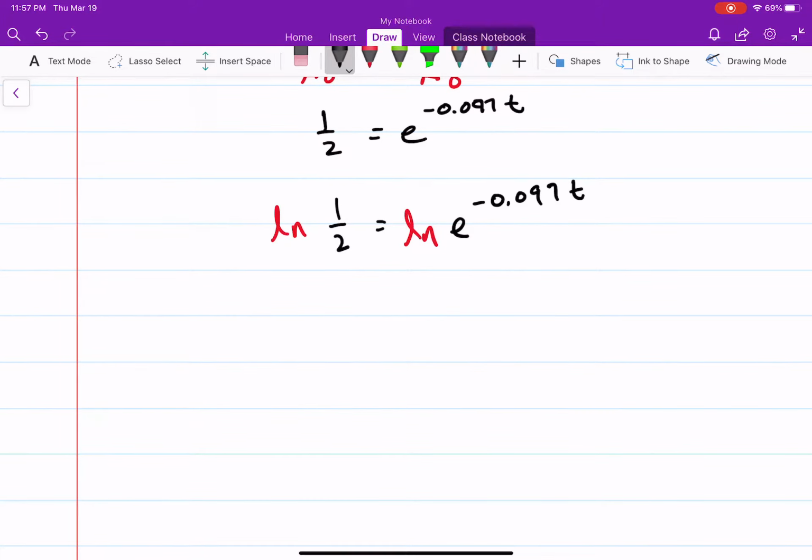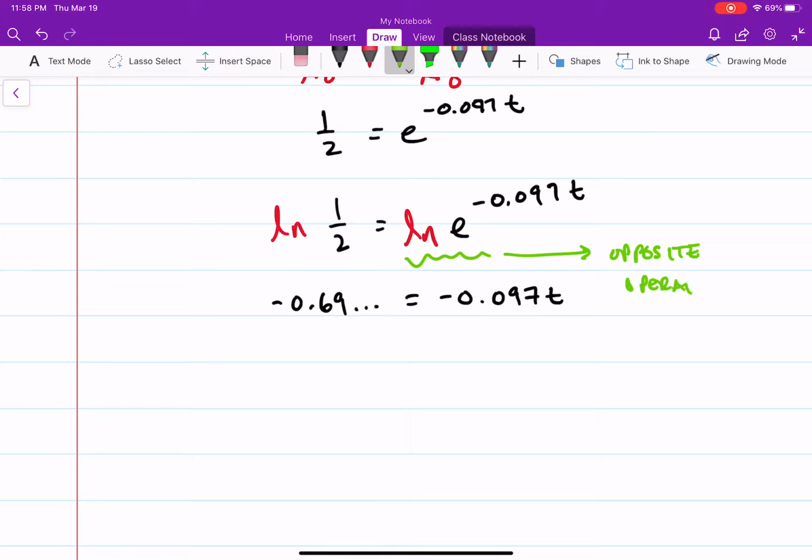So now I'm going to go on to the calculator. When I take the natural log of 1/2, I'm going to have negative 0.69... is equal to negative 0.097 t. So don't forget, opposite operation. Okay? So they kind of cancel each other out.